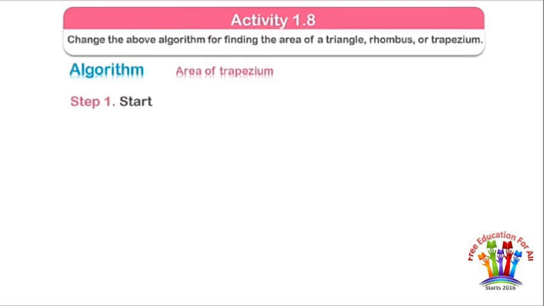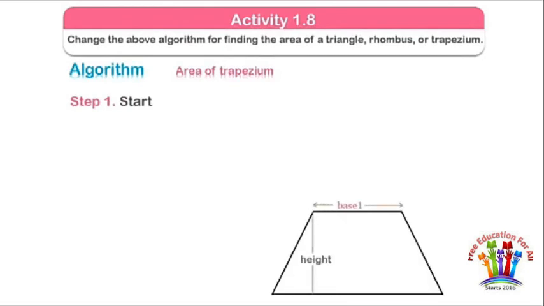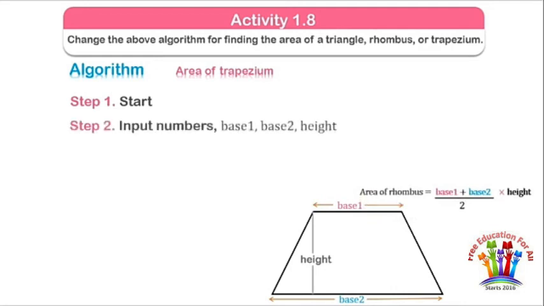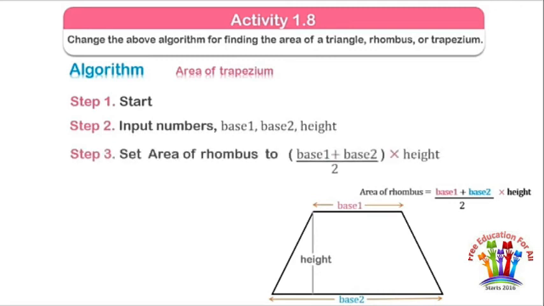Our third one is the area of trapezium. First, this is base 1, and this is the second, base 2, and the formula is base 1 plus base 2 divided by 2 multiply with height. Then we will enter the numbers base 1, base 2 and height, of course, then we will set area according to the formula base 1 plus base 2 multiply with height divided by 2. Then we will output the area and end.